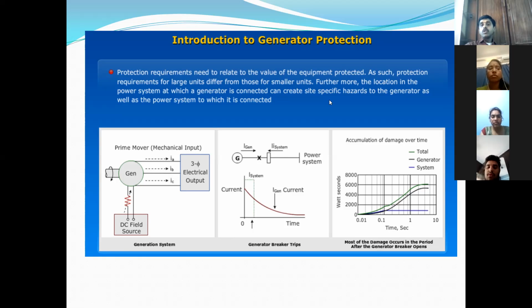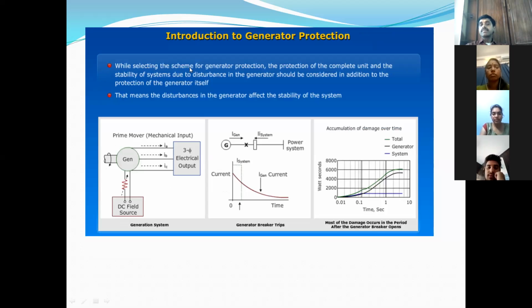Furthermore, the location in the power system at which the generator is connected can create site-specific hazards. That means whether it is connected near to the load or in a remote location, the hazards will be different, as well as the power system to which it is connected. So based on that, the protection of the equipment needs to be given much importance.